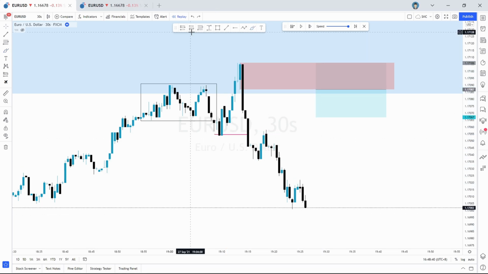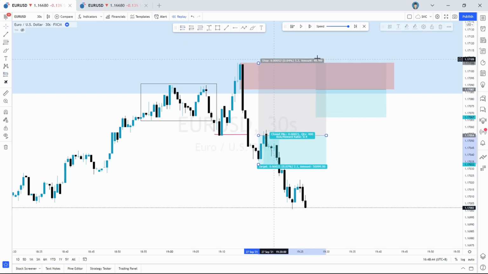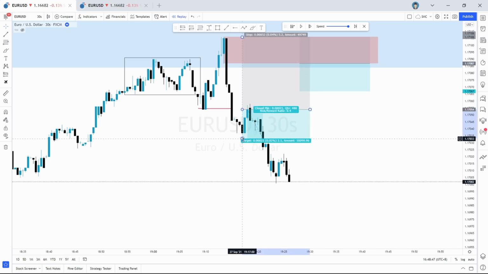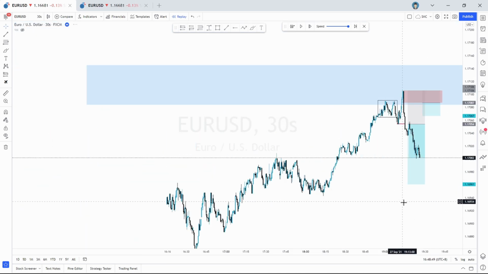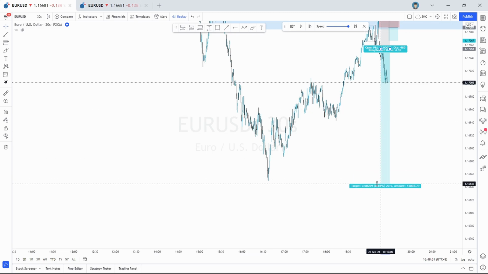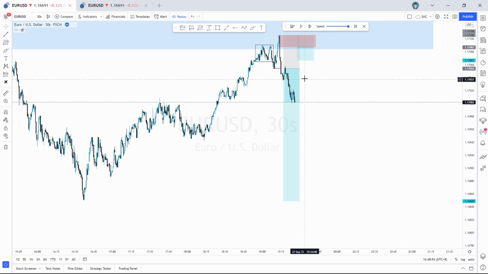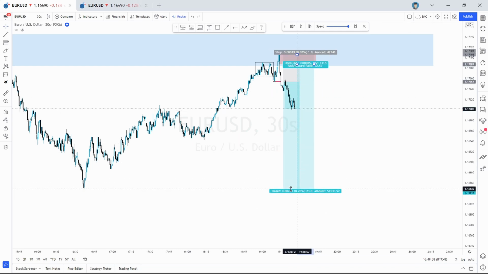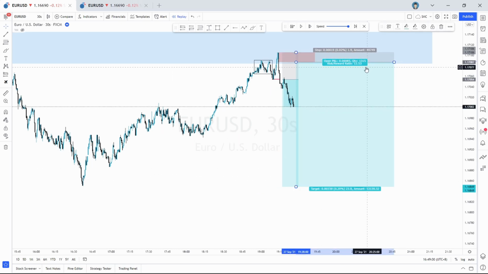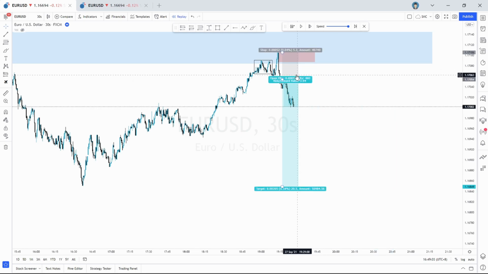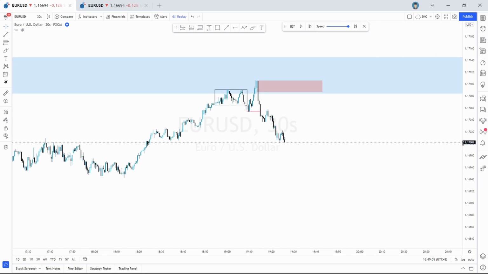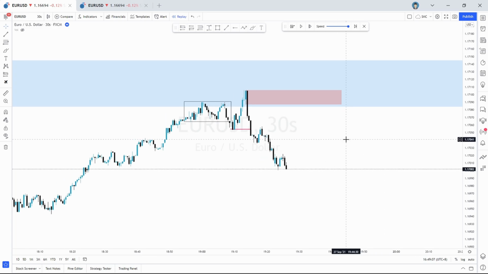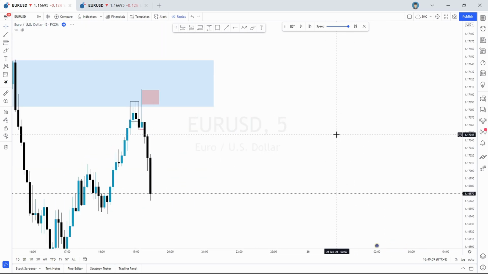But technically you could have taken this, though it's still a tight 5.2 pip stop on EU, but it's horrible RR. So that's a 3 RR trade compared to this one, the smaller zone, which is a 12-to-1 RR. So this is what I mean, that price could not tap it. Then I'm gonna show you, I think on the 5 minute, it's a 1 candle. 3 minutes.